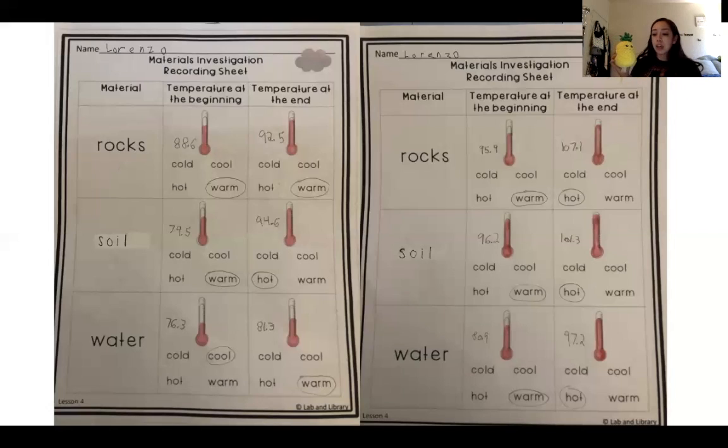They can discuss similarities or differences between the materials. So they can maybe mention how rocks and soil are more solid than water, so they may heat up at a faster rate. They could just think of their own ideas of why things heat up at different rates.